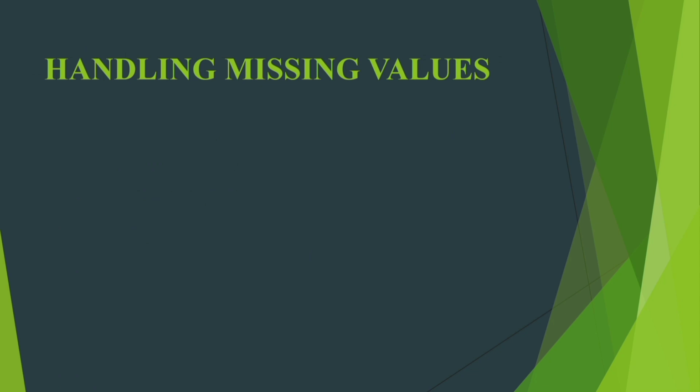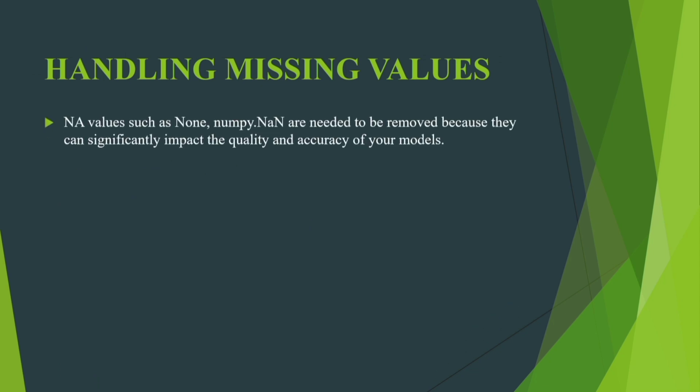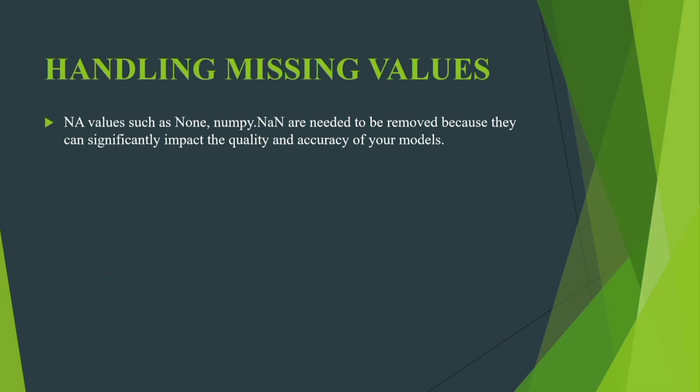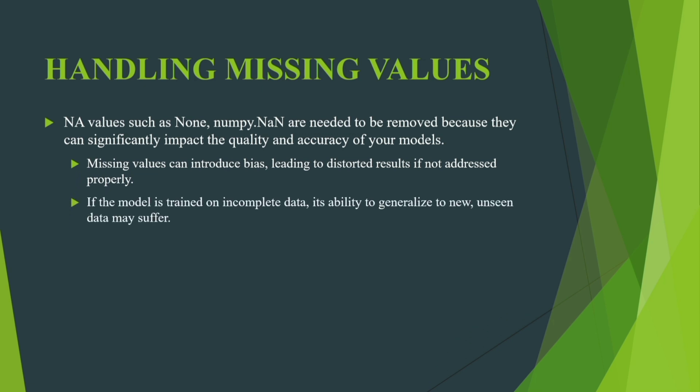Missing data can be a nightmare if not handled properly. Null values such as NA, that is, not available values, None, or numpy NaN, which means not a number, need to be removed from our dataset because they can significantly impact the quality and accuracy of our models. Missing values can introduce bias. If my dataset has some features which have missing values, the model will give less importance to those features. And also, if the model is trained on incomplete data, its ability to generalize to new unseen data may suffer, which means it may not predict correctly.